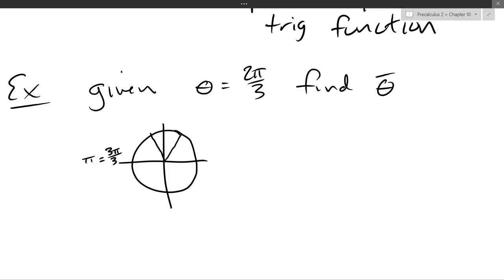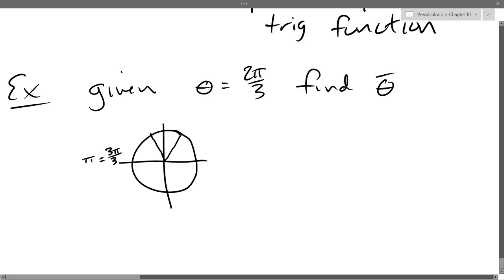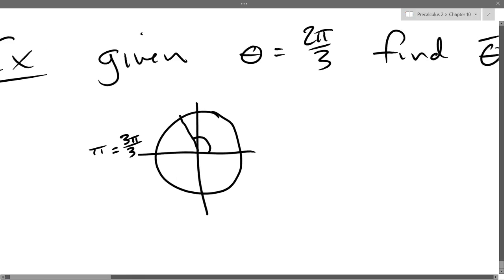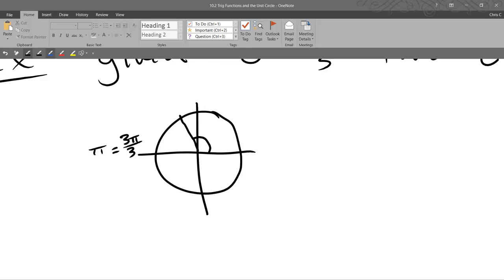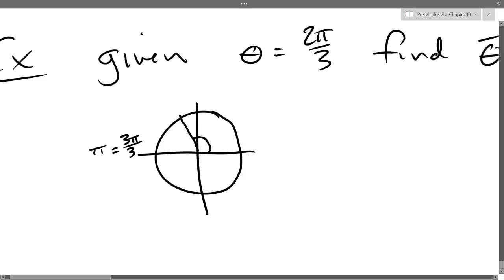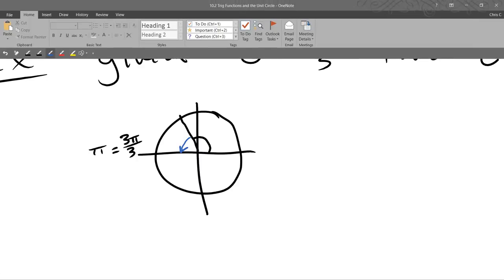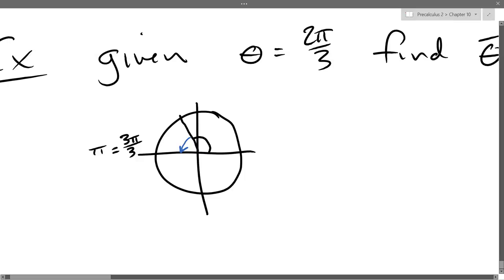I don't really need that 1/3 marking. I just put it down to get my spacing. So the spacing is pretty obvious. We're just using that angle right there. That's our 2π/3. In blue, I'm going to do the reference angle. The reference angle goes from our current angle, and it's the shortest positive angle to the x-axis. So we know 3π/3 is all the way over. The angle we originally had is 2π/3.